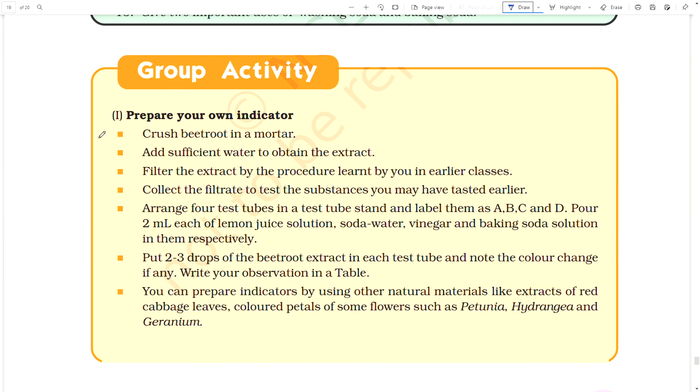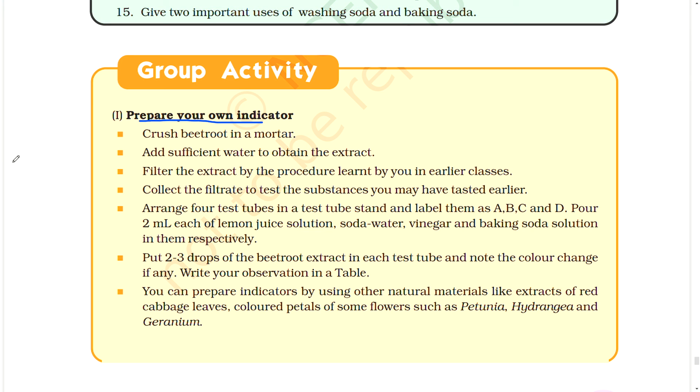Prepare your own indicator. Crush beetroot in a mortar with sufficient water to obtain the extract. Filter the extract by the procedure learned by you in earlier classes. Collect the filtrate to test the substances you may have tested earlier. Arrange 4 test tubes in a test tube stand and label them as A, B, C and D.